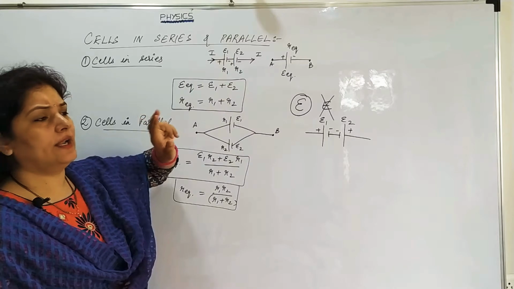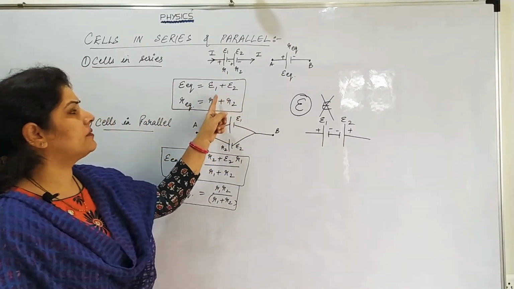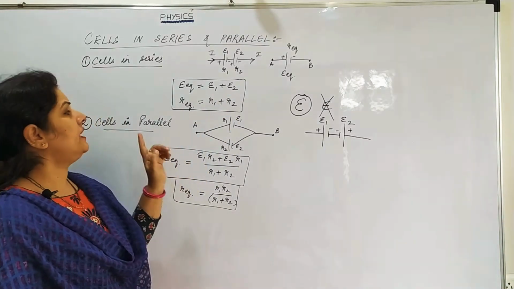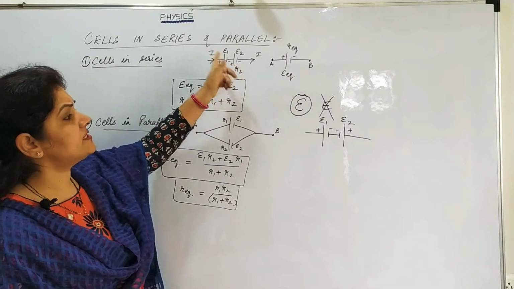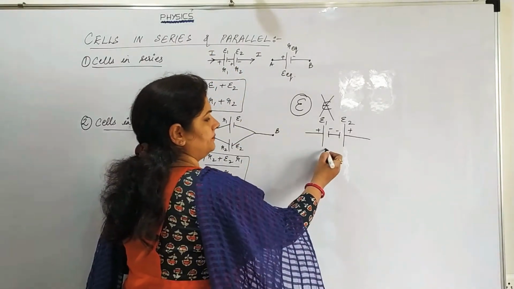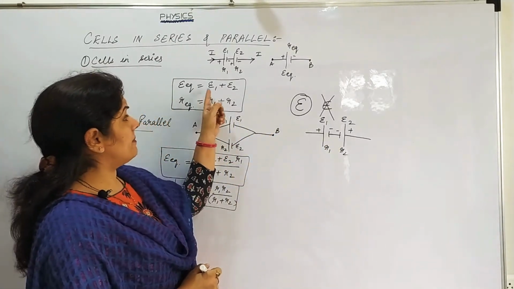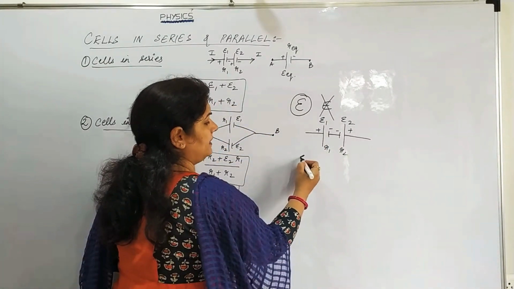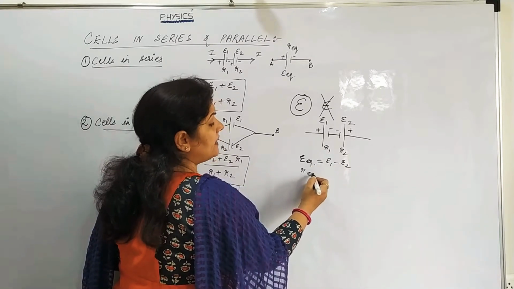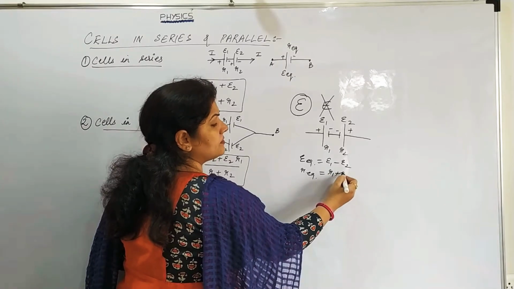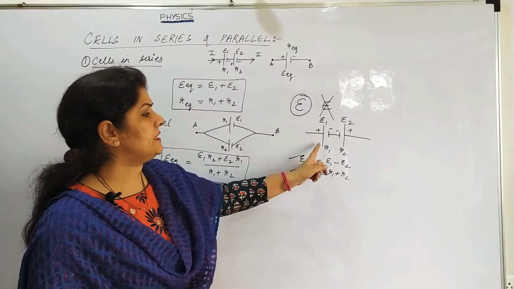We will simply add. अगर opposite order में लगे, इसका plus पहले, इसका minus पहले, then this becomes E1 minus E2, right? Equivalent resistance will be R1 plus R2, for this as well as for this. In this case, E equivalent will be E1 minus E2, but R equivalent remains the same. Resistance will always be added, right? So E equivalent becomes E1 minus E2.